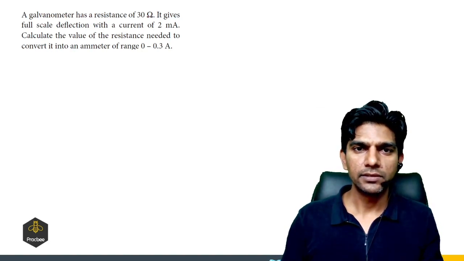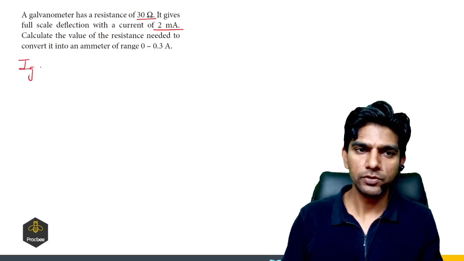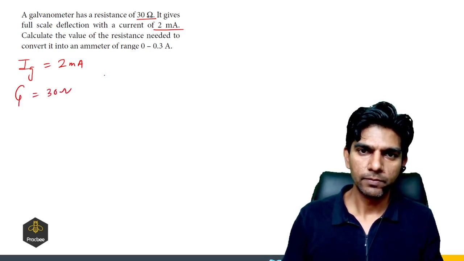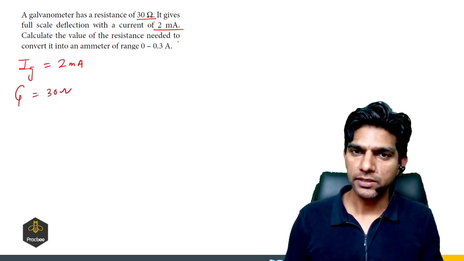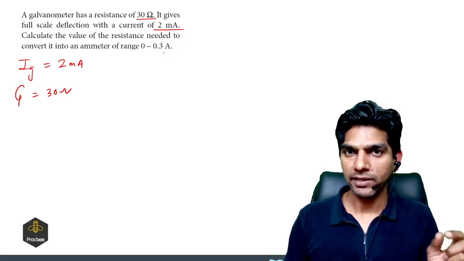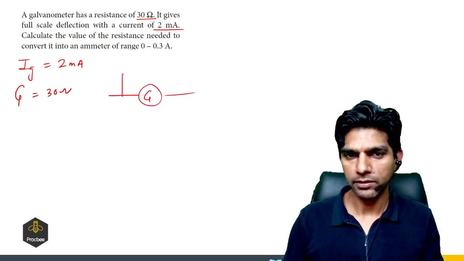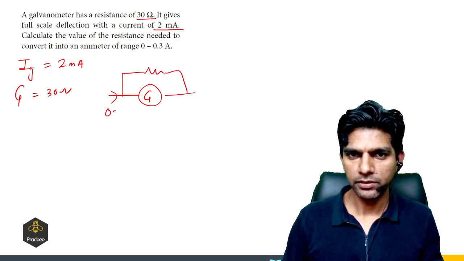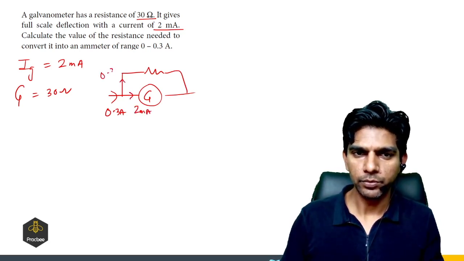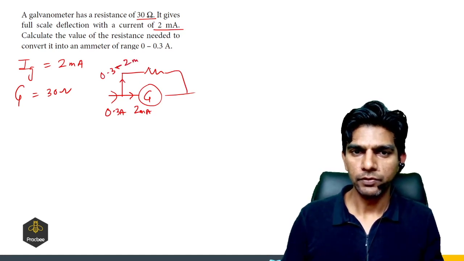A galvanometer has a resistance of 30 ohms. It gives full scale deflection with a current of 2 milliampere. So Ig is given to us, that is 2 milliampere, and G is given as 30 ohms. Calculate the value of resistance needed to convert it into an ammeter of range 0 to 0.3. So we have to measure a maximum current of 0.3 ampere in the circuit. If this is the circuit diagram, this is the galvanometer and this is the shunt, and 0.3 ampere current is coming. So we can say 2 milliampere will flow through the galvanometer, and the remaining current, 0.3 minus 2 milli, will flow through the shunt.